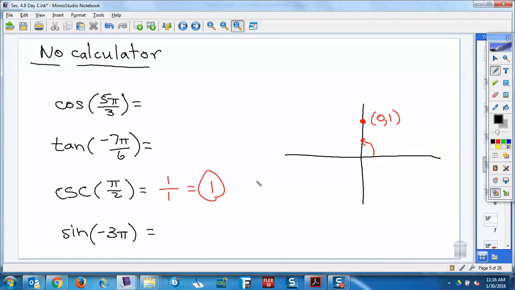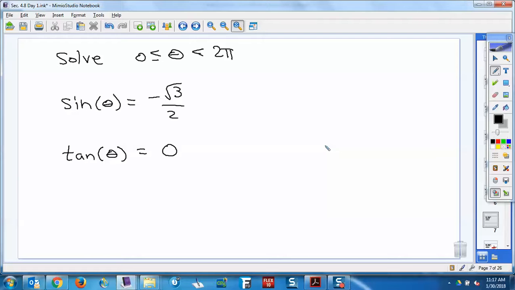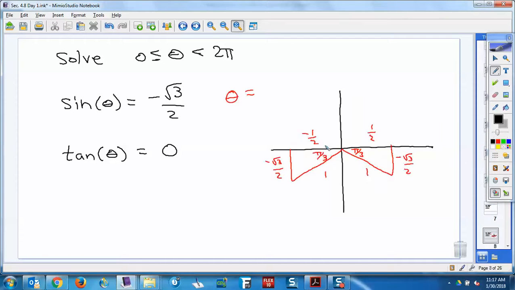Pi halves is 90 degrees. So think of the unit axis then. Think of the points, the 0, 1, stuff like that. That's the best way to think of that. Cosecant is the reciprocal of sine. Sine is the y, so the reciprocal of 1 is just 1. And then negative 3 pi, go around 2 pi, and another pi would take you to that point. Sine is the y.